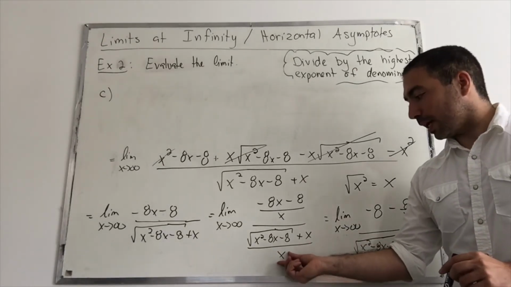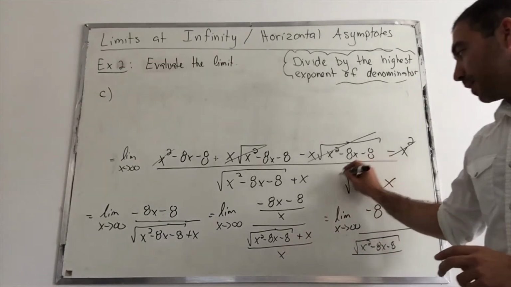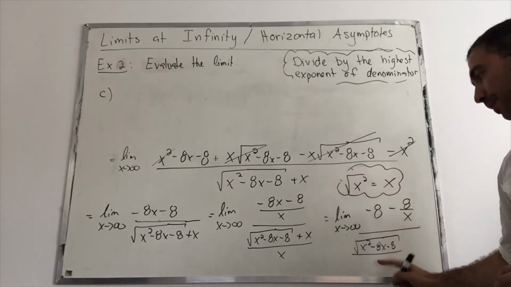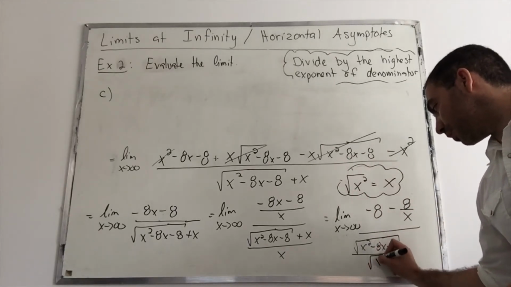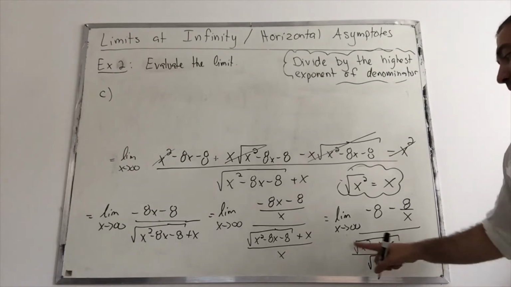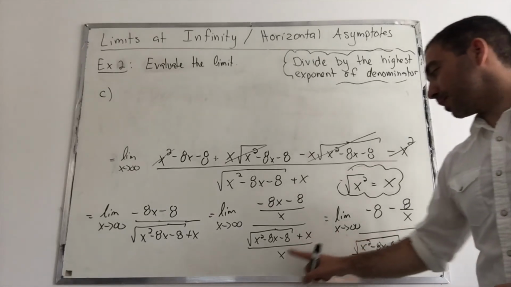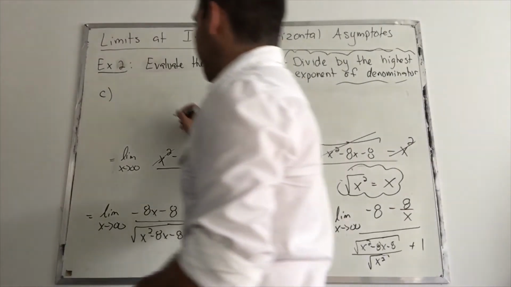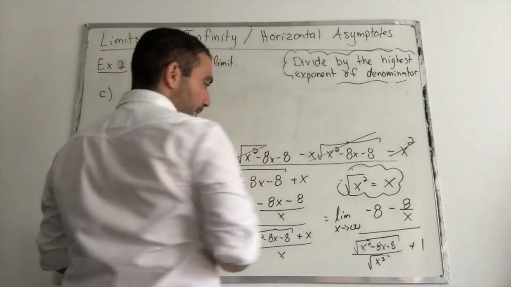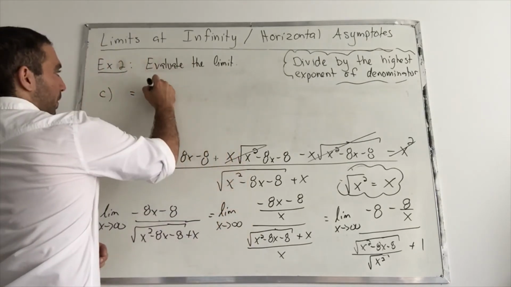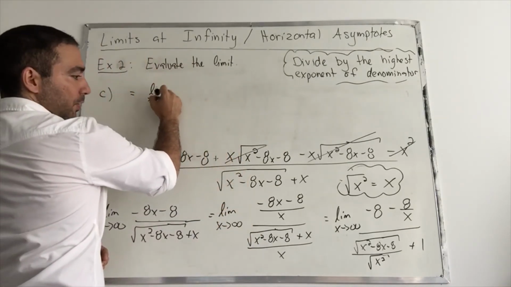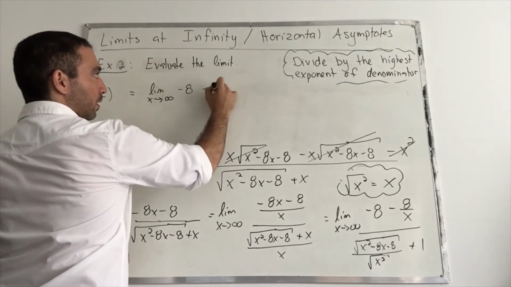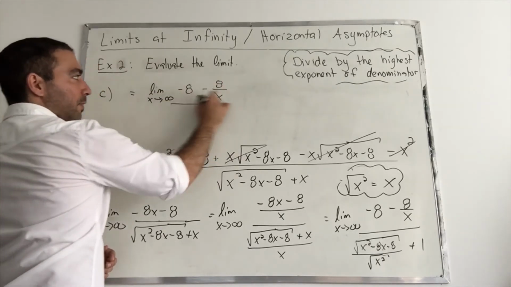But we agreed that x is the same thing as the square root of x squared. So instead of dividing by x, I'm going to divide it by the square root of x squared. Okay, and I'm going to put everything inside the root. And here x divided by x is 1. So let me just continue here on top. This gives us the limit as x approaches infinity, negative 8 minus 8 over x. This is a non-issue, we know how to deal with that from our theorem.